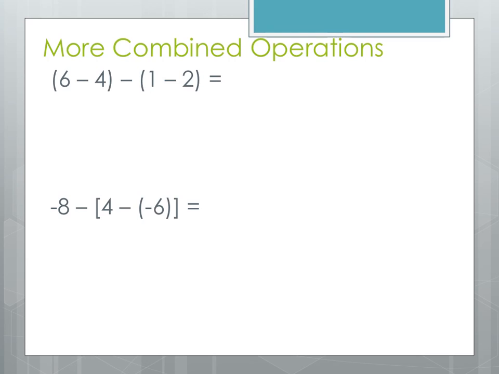Here are two more examples of combined operations. So let's start with the first. We'll notice we have two sets of parentheses up here. We have to do this 6 minus 4 and then this 1 minus 2 before we can do the subtraction in the middle. Okay, so let's do that.